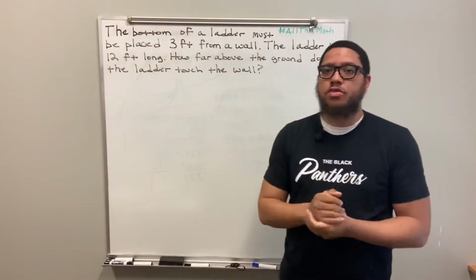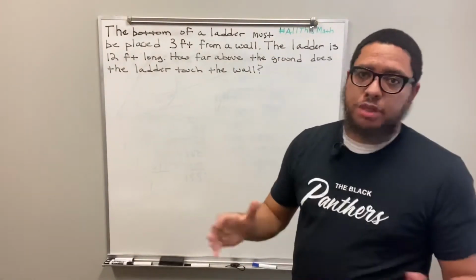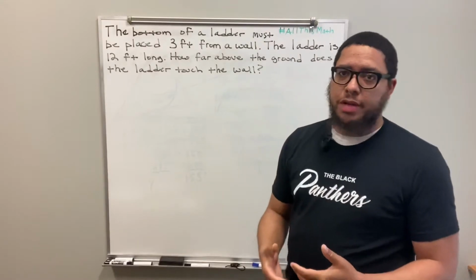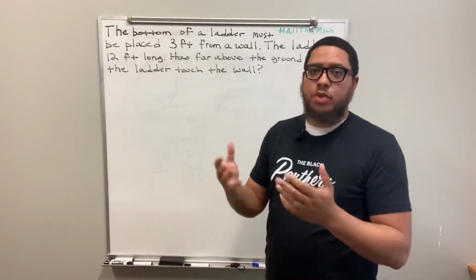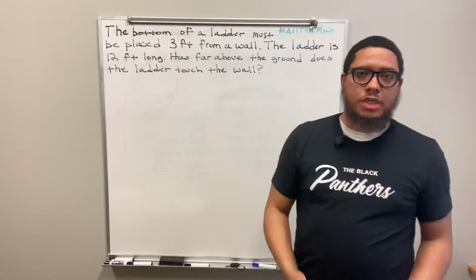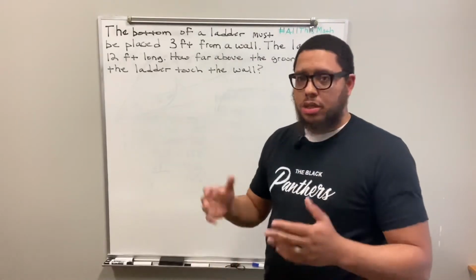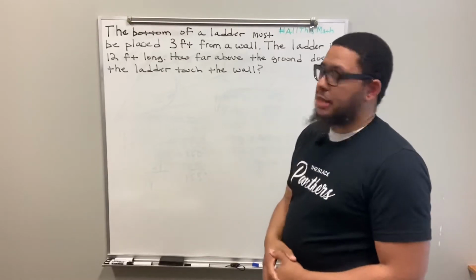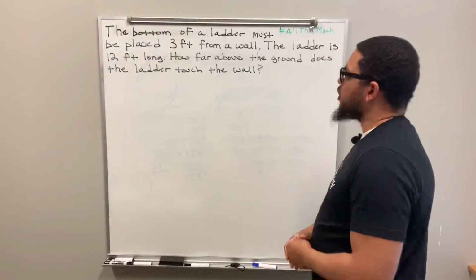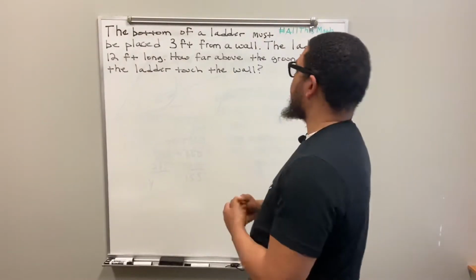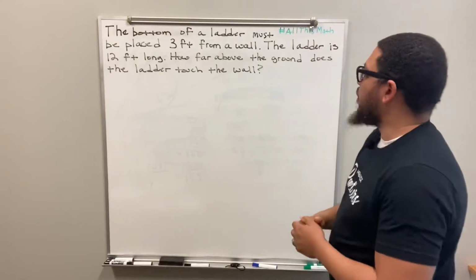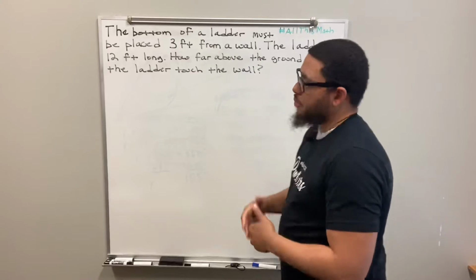So the first step, of course, in any word problem is you just read it. We just read the word problem, try to get an understanding of it, right? Just as if you were in English class or English language arts class or literature class, you just read it, all right? So let's read it. It says that the bottom of a ladder must be placed 3 feet from a wall. The ladder is 12 feet long. How far above the ground does the ladder touch the wall?